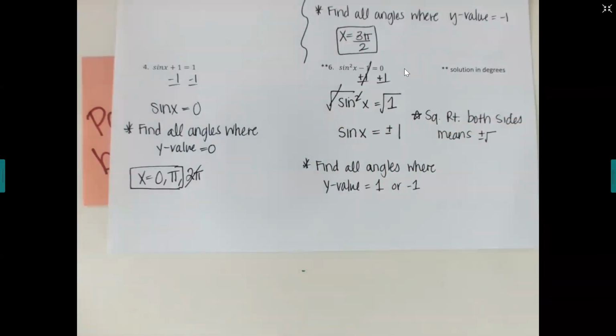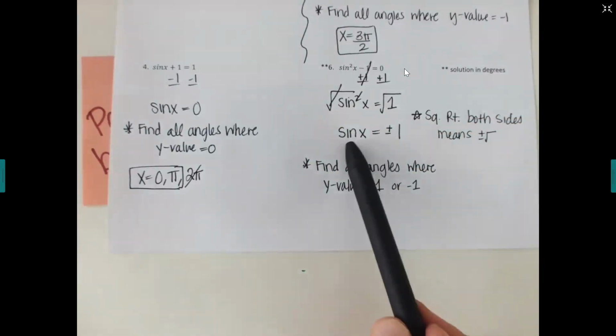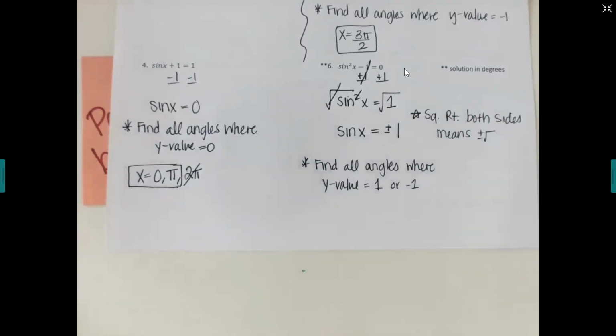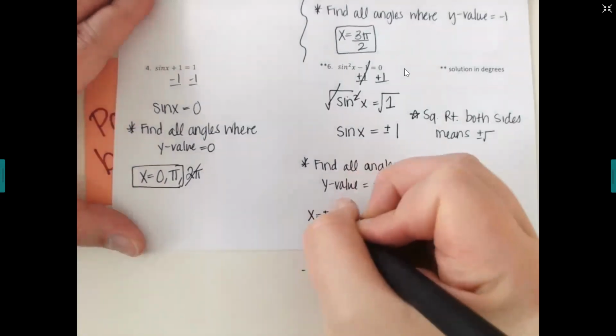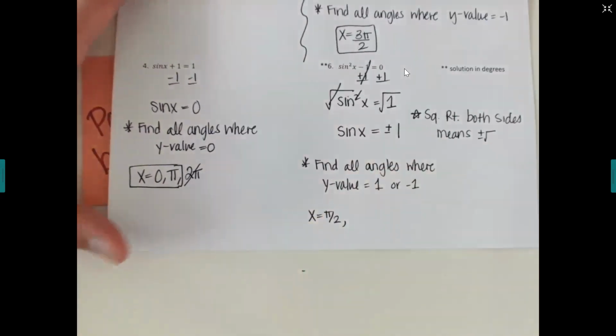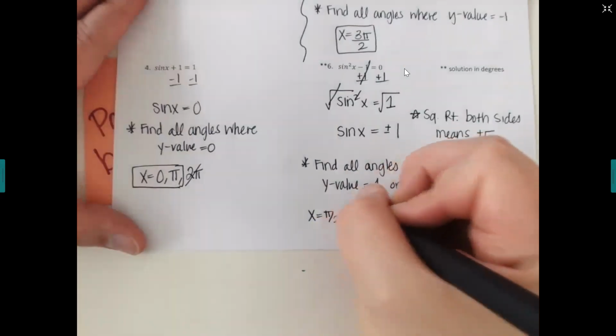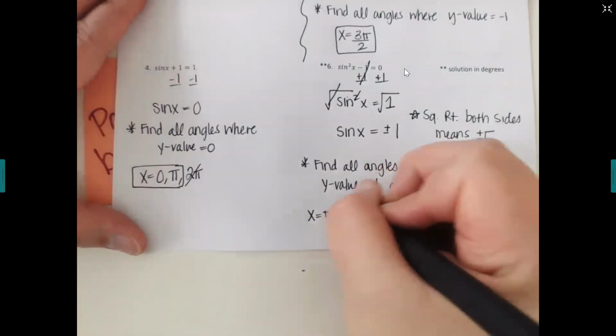And why is it a y value question? Because my trig type is sine. So look on your circle. Where is my y value +1? What angle? Pi over 2. And when is it -1? 3 pi over 2. Okay.